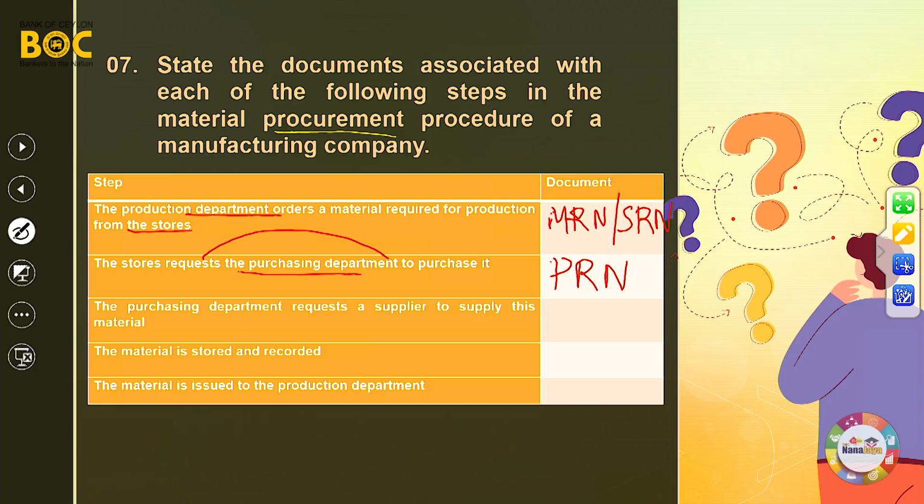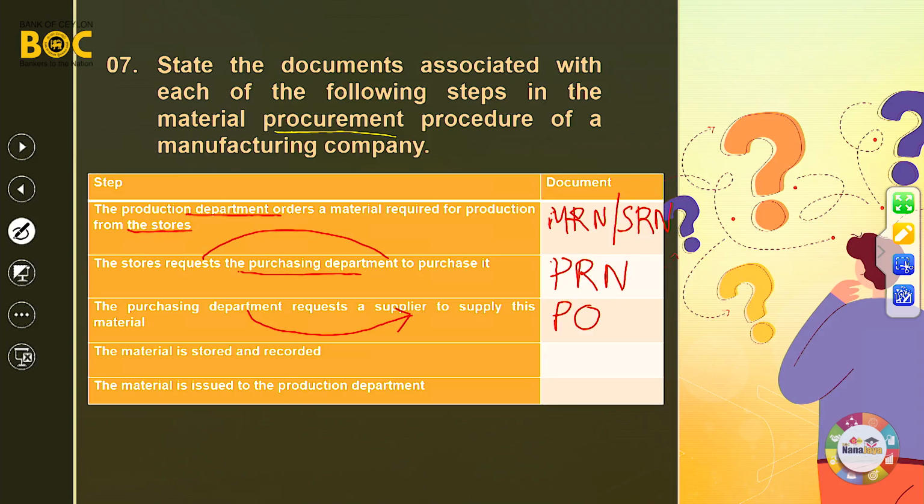Then the purchasing department has to inform its supplier to deliver materials. The purchasing department requests the supplier to deliver material. What's the document? They order. Purchase order.